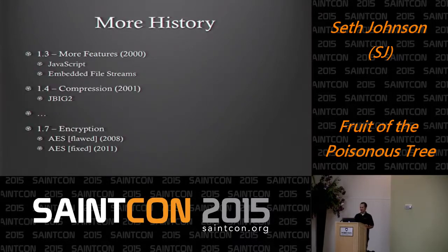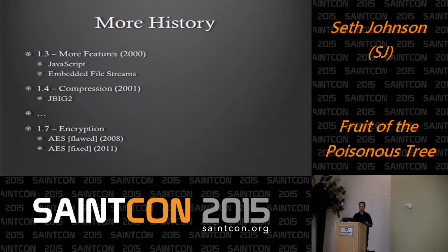Next, in 2000, they added JavaScript and embedded file streams. How many of you hackers are excited about those two things? Everybody better be raising your hands. Those are like great tools to get into things. Then finally, in 2001, they added JBig2, which is a compression for images. JBig2 decode has some serious issues in PDF documents, so that's a great place to do some exploits.